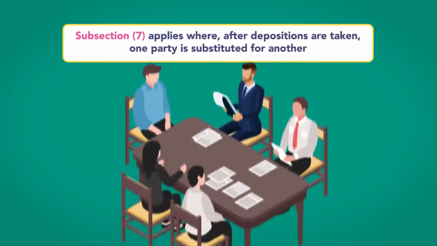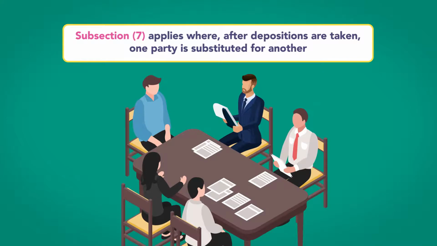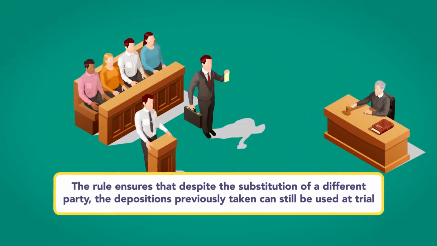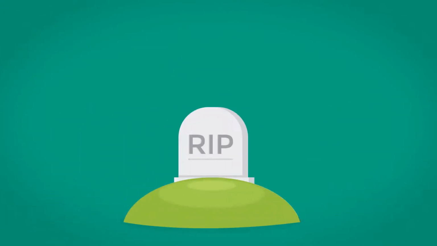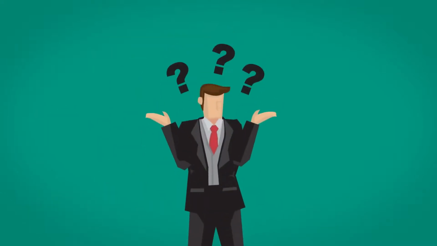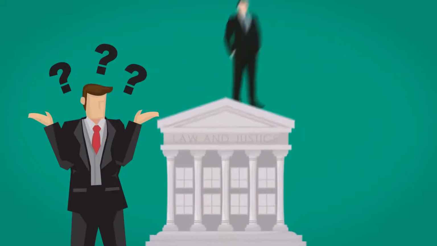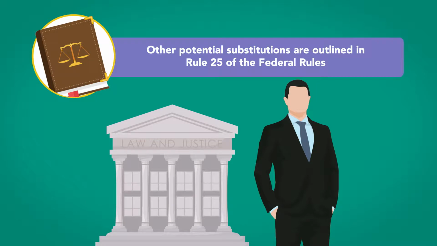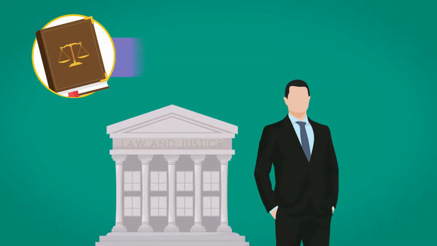Subsection 7 applies where, after depositions are taken, one party is substituted for another. The rule ensures that despite the substitution of a different party, the depositions previously taken can still be used at trial. Examples where one party may be substituted for another would include where one party dies, but the death does not extinguish the legal claim, or if one party becomes incompetent, the court may substitute the incompetent party's representative. Other potential subsections are outlined in Rule 25 of the Federal Rules.